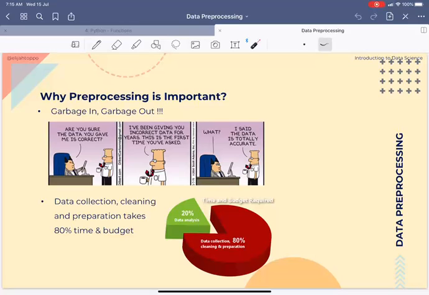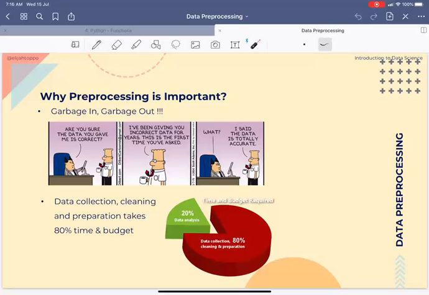So unless we provide pre-processed clean data to your model, you can be sure that the model will give faulty or wrong results. Okay? So garbage in is garbage out. That's a very famous term among data scientists. That is why we spend a huge amount of time in cleaning data.